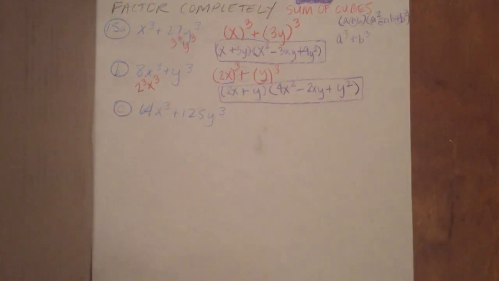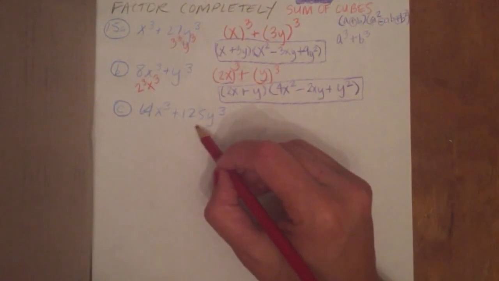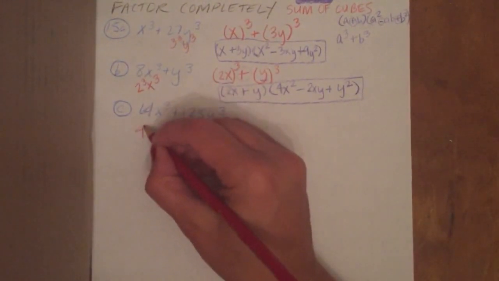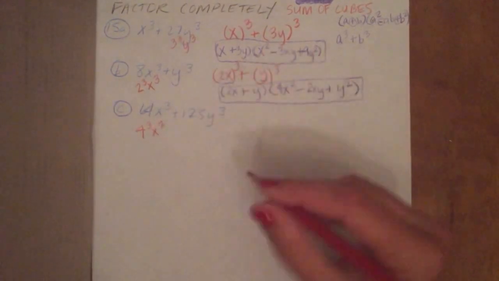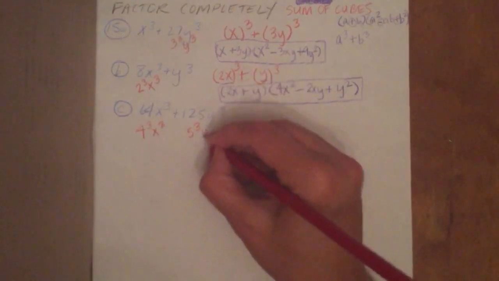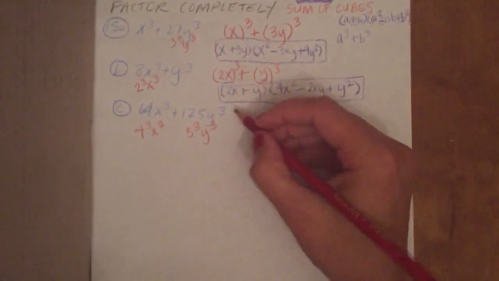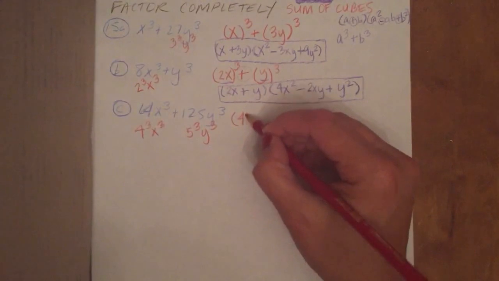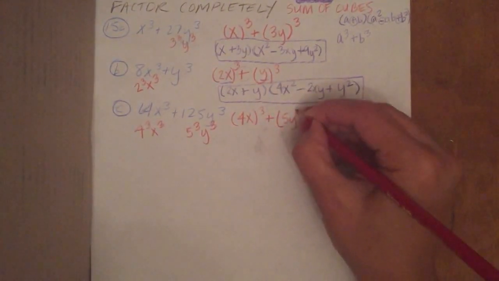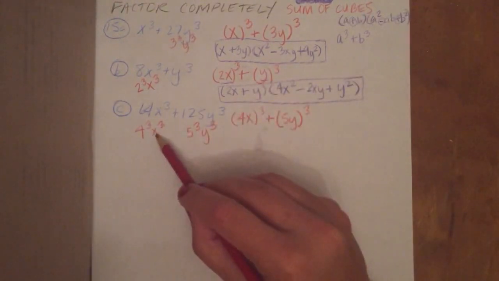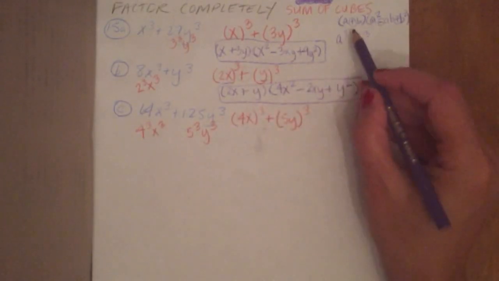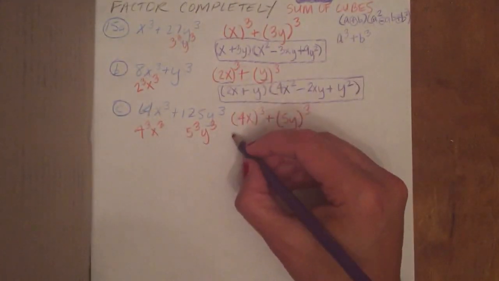So let's look at the third one. 64x cubed and 125y cubed. 64 can be written as 4 cubed, so I've got 4 cubed x cubed. 125 can be written as 5 cubed, so I've got 5 cubed y cubed. So I'm going to rewrite this as 4x quantity cubed plus 5y quantity cubed, because everything's cubed. Now I can plug it into my formula for factoring a sum of cubes.